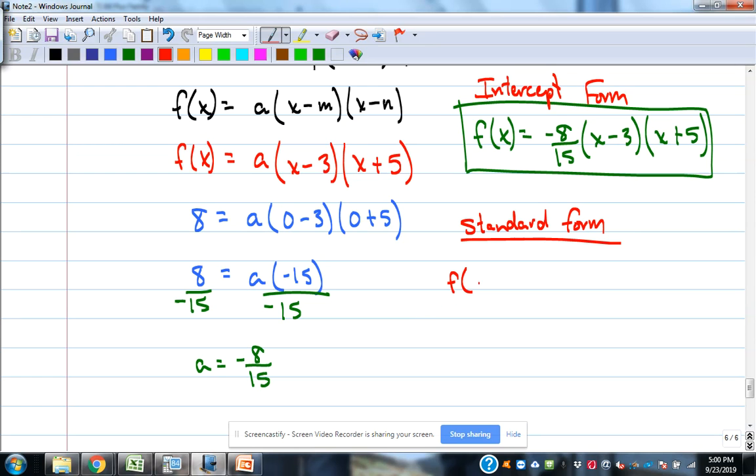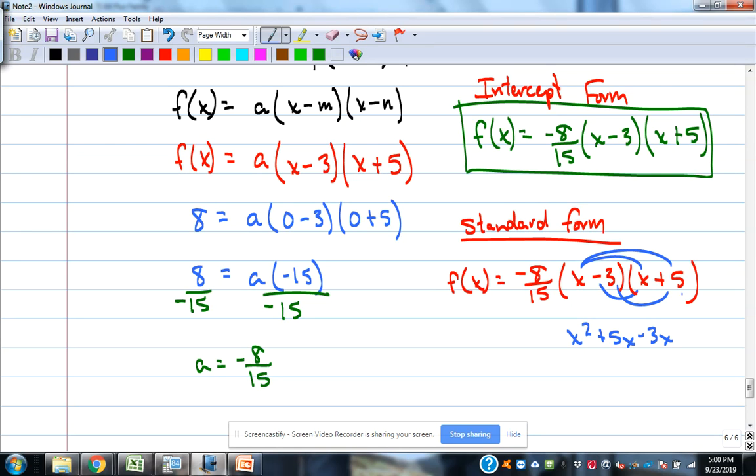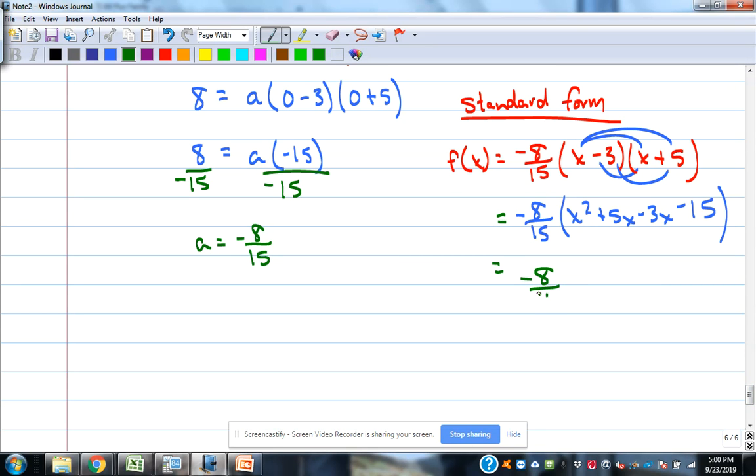I take that original problem, -8/15 (x - 3)(x + 5). I'm going to multiply everything out. x times x is x squared, plus 5x, minus 3x, minus 15. Simplify: -8/15 (x squared + 2x - 15). So a lot of multiplying there, just algebra, distributive properties, all I'm doing.